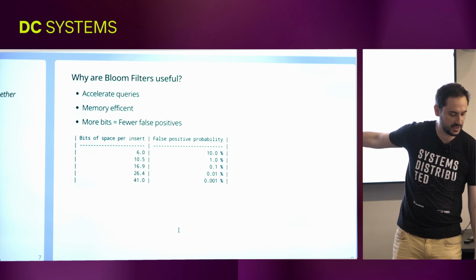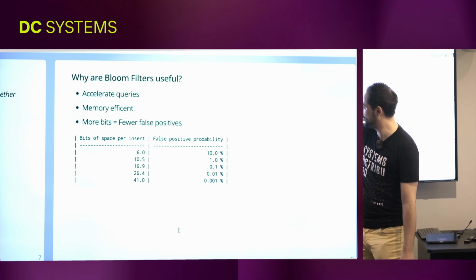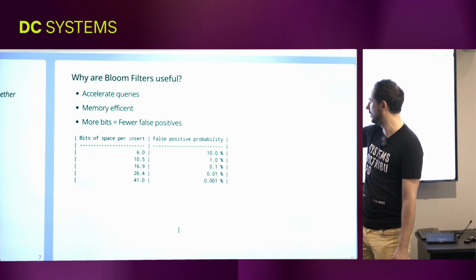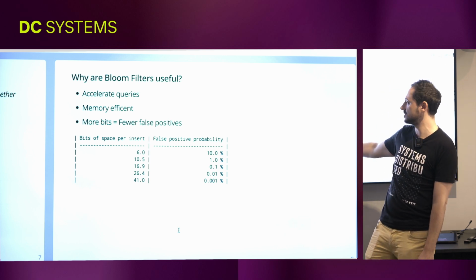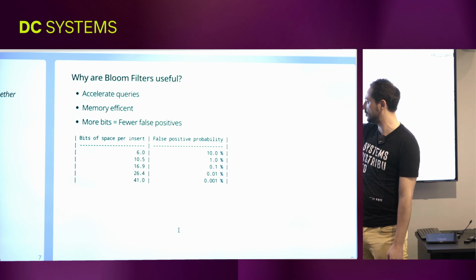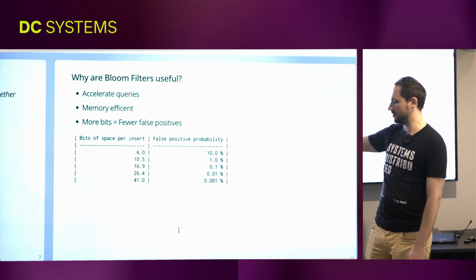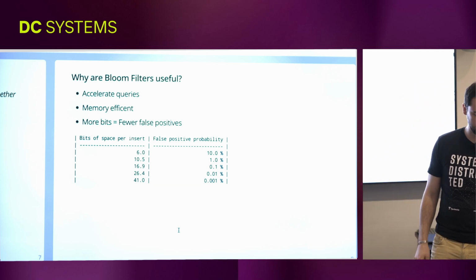This table highlights how many bits you should put per value in the filter depending on your tolerance for false positives. For the use cases that I have, usually 1% is what I'm looking for. So I'm going to be around 10 bits per value written to the filter.